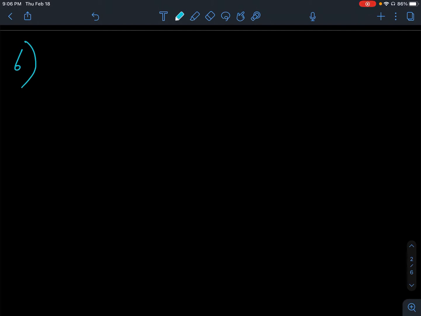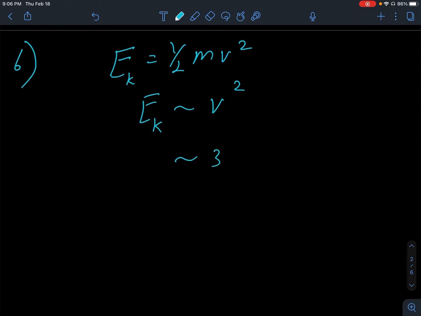Next one was 6. So if the speed of a particle triples, by what factor does its kinetic energy increase? So we're looking at kinetic energy. It's always a good place to start for our equation sheet. And we're just comparing overall energy and velocity. And we see that they're not directly proportional. They're proportional by a square of the velocity. So if for some reason the speed of the particle triples, that overall value is going to be 9 times as big. So it'll have 9 times the overall kinetic energy.